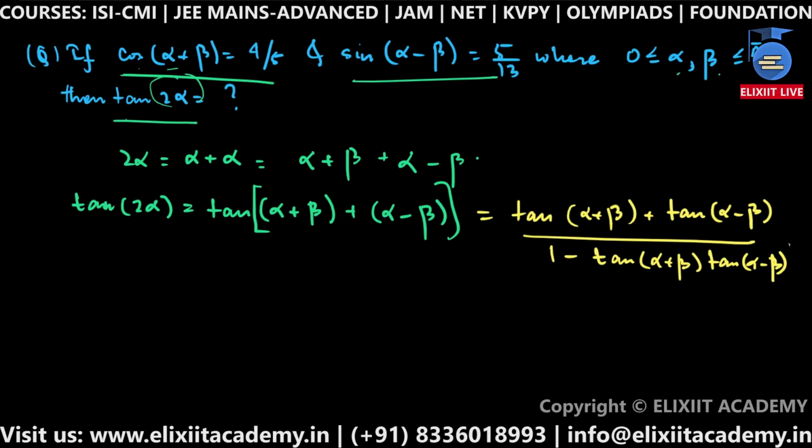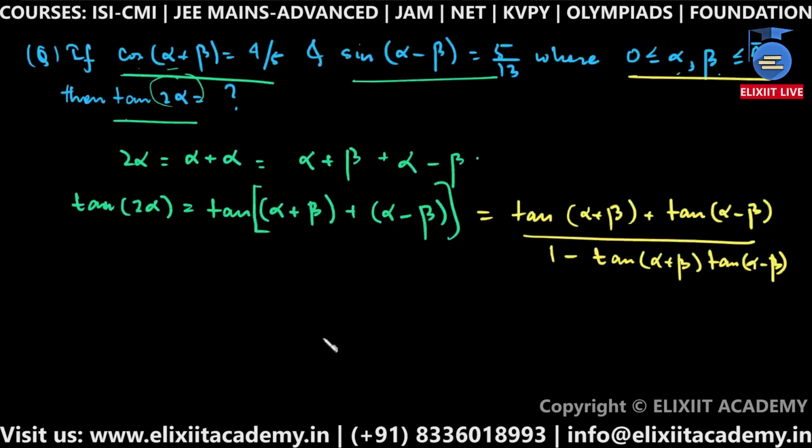You need the value of tan(alpha plus beta) and tan(alpha minus beta). So here you have to take care of two things, mainly the angles. Actually in this case it's mentioned that alpha and beta lie between 0 and pi by 4. I am treating theta in this case as alpha plus beta and alpha minus beta.